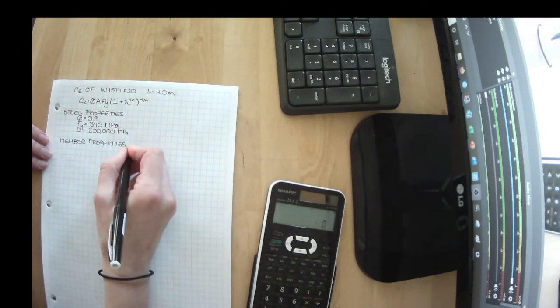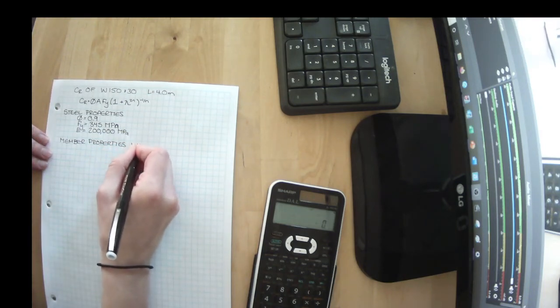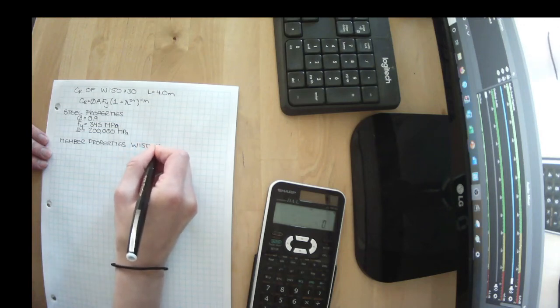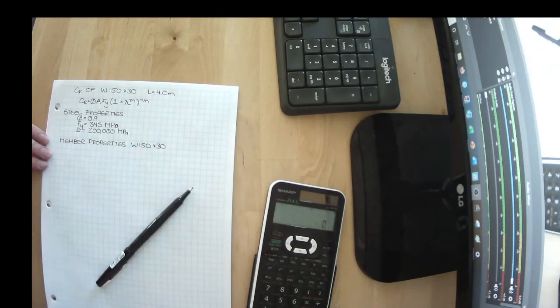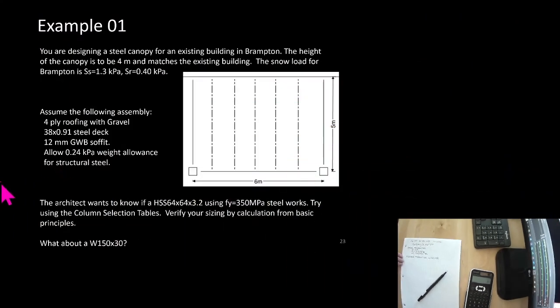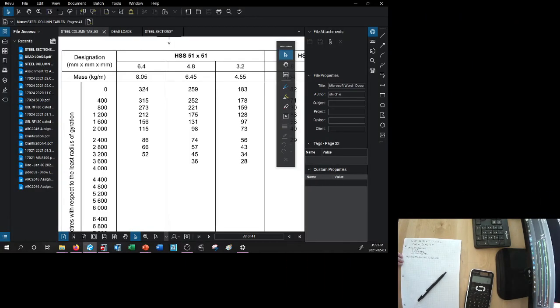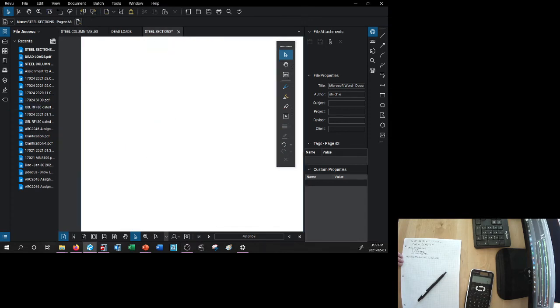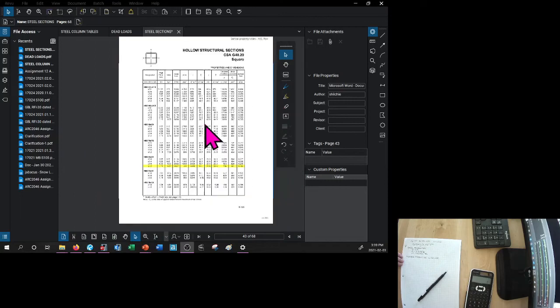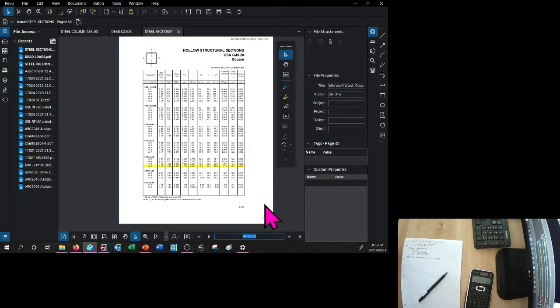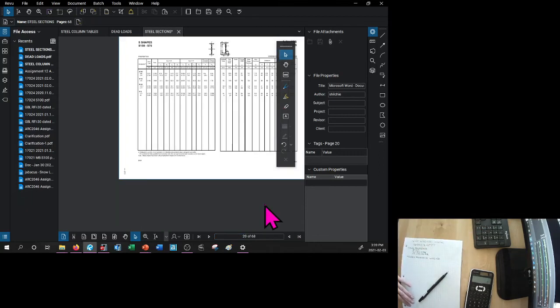So our member is a W150 by 30. Let's go to our steel section chart, and let's find the section we're looking for.